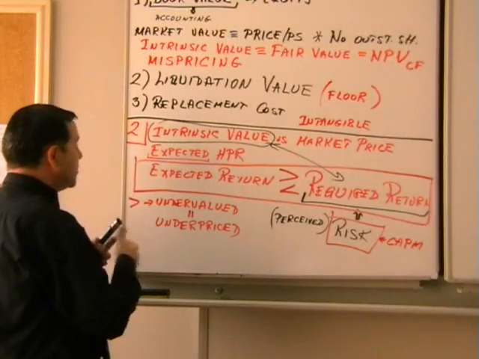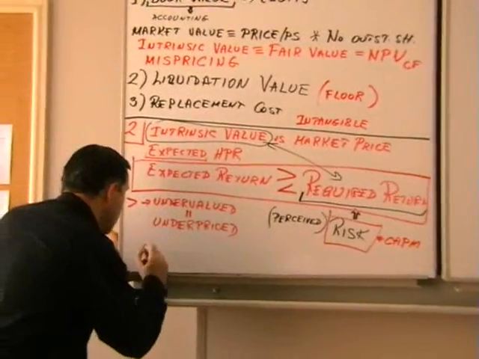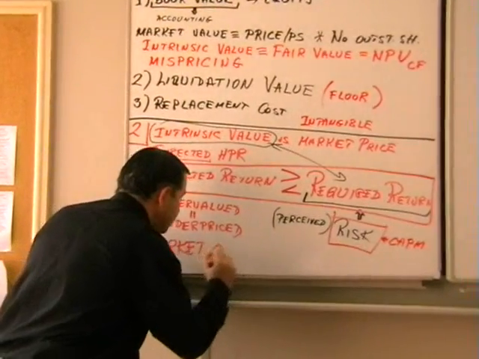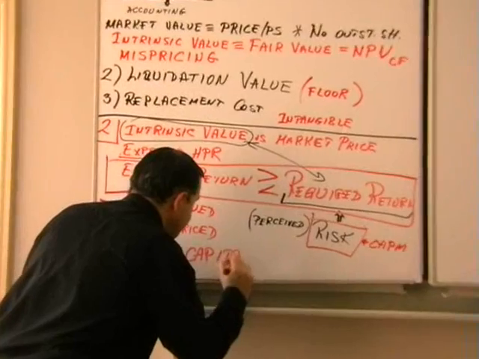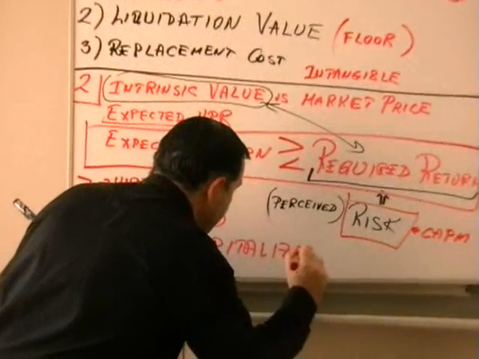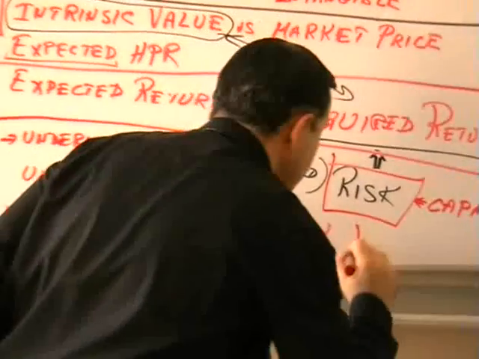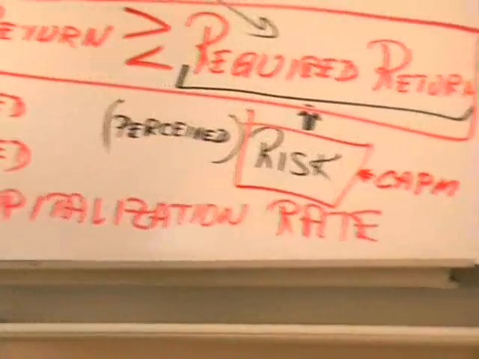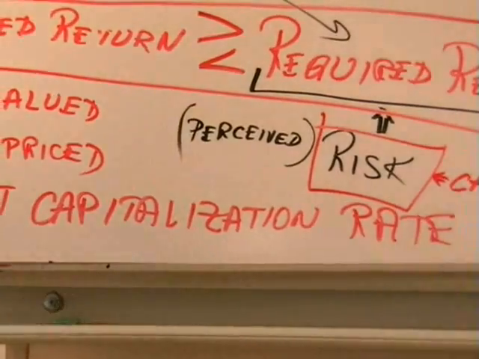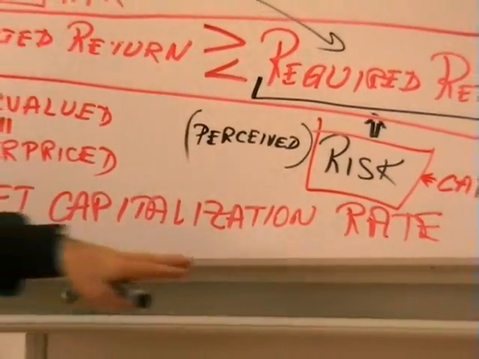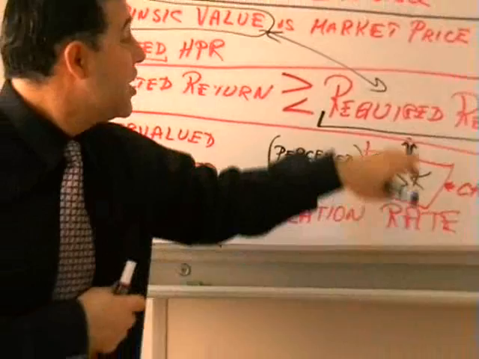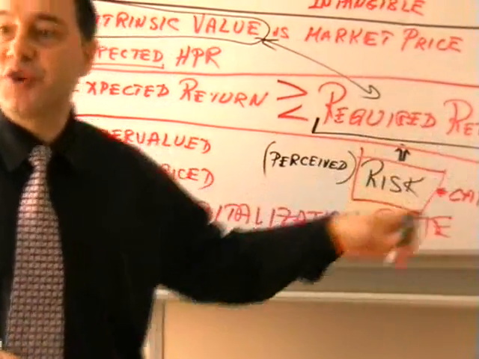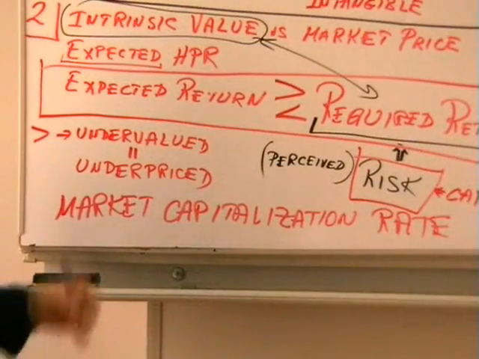Alright, and the last concept of this section is so-called market capitalization rates. That's, again, I gotta use red because it's a concept. Market capitalization rate. So, the market capitalization rate is essentially the expected rate of return of the security.